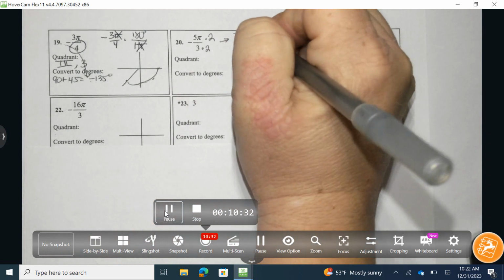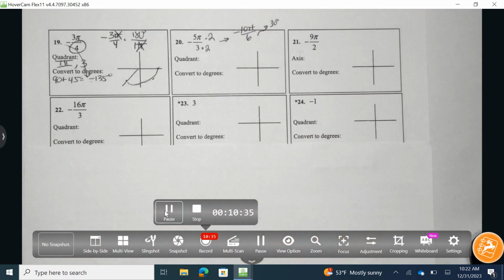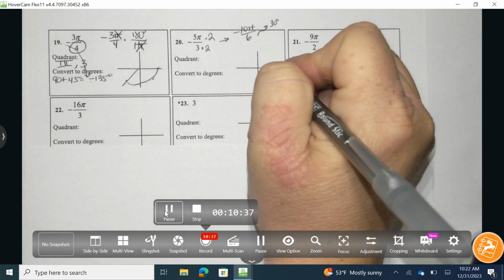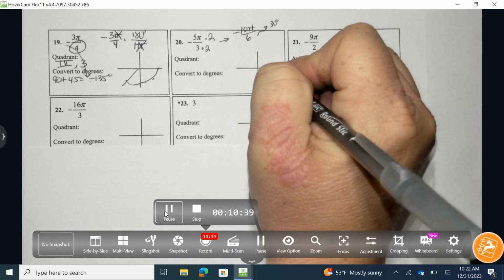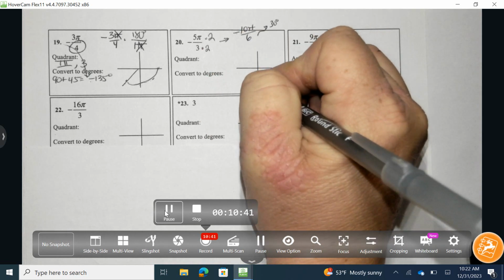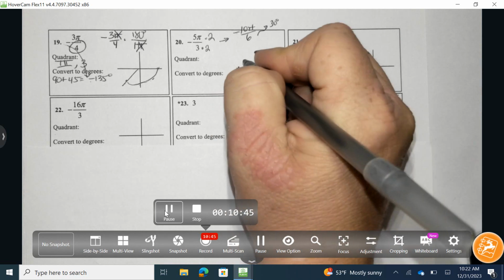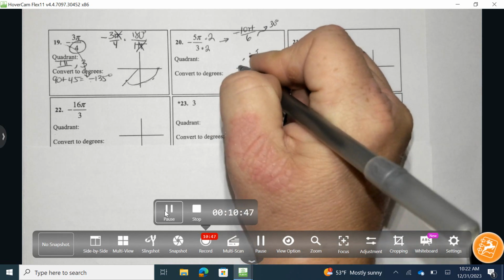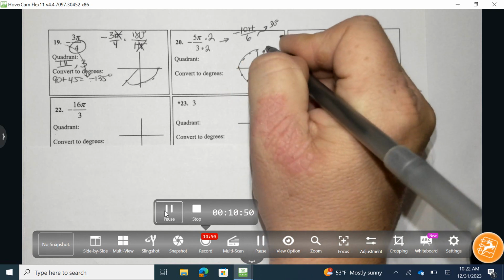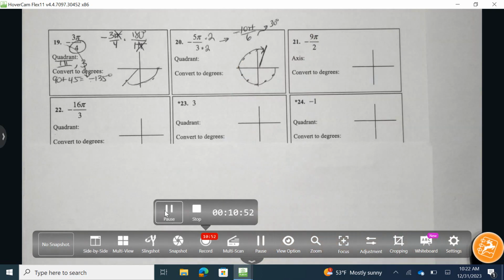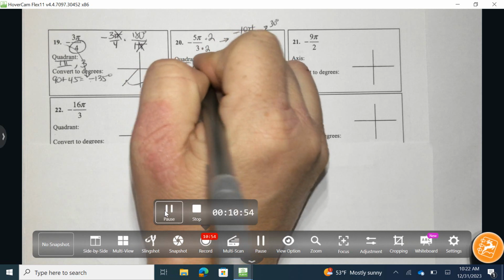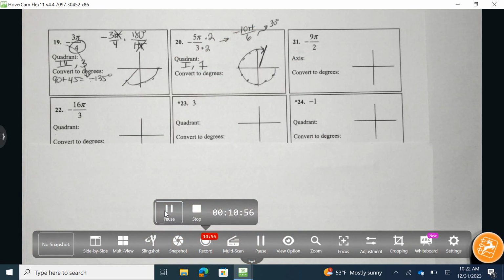Because I see a 6 in the bottom, in my mind, I'm counting by 30-degree increments. Okay, so I need to reverse direction. 1 over 6, 2 over 6, 3 over 6, 4 over 6, 5 over 6, 6 over 6, 7 over 6, 8 over 6, 9 over 6, 10 over 6. So it lands in quadrant number 1, and now let's convert it.